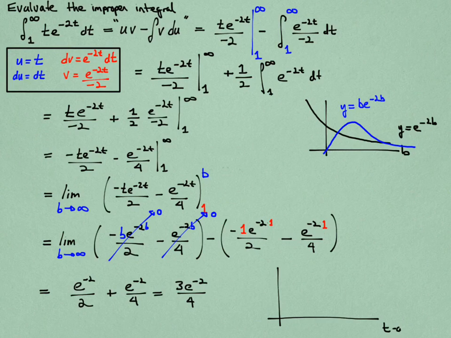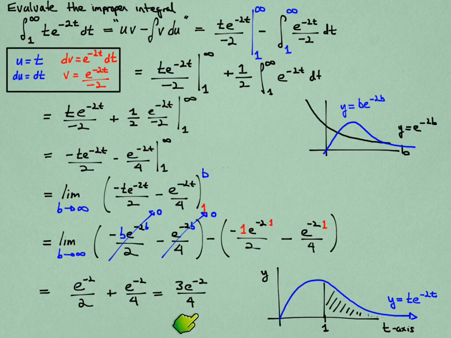That number tells me the integral converges, and it tells me that the shaded area under the graph of the function t times e to the minus 2t from 1 to infinity is equal to this value here.